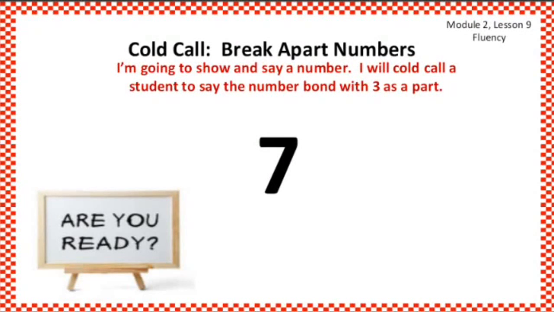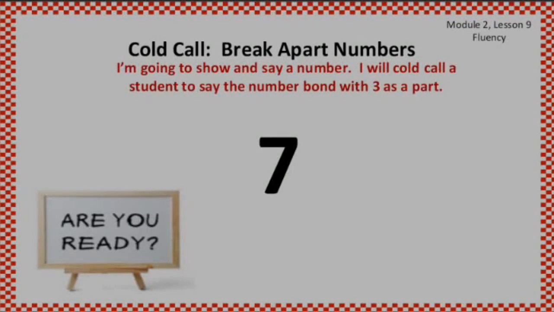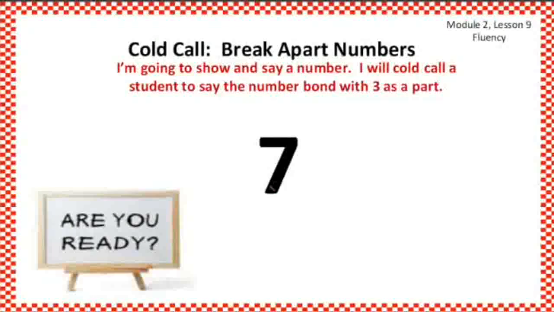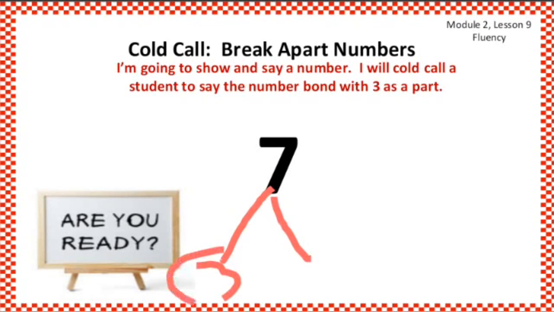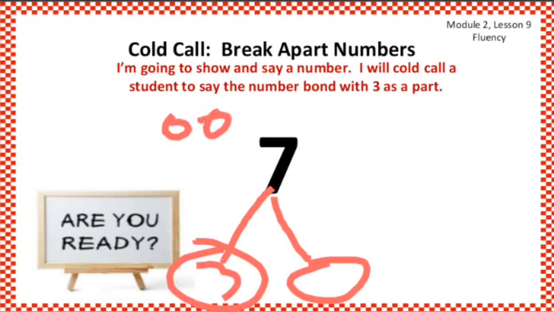3 and 4. Now if you want to know how I got that, it's very simple. Just break apart your 7 using 3 as one of the parts. So I have 3 on one side. How many is left? You can count on 3 to 7. So 3, 4, 5, 6, 7. So I have 4 left. There will be 4. So that's how I got 3 and 4 as my parts of 7.